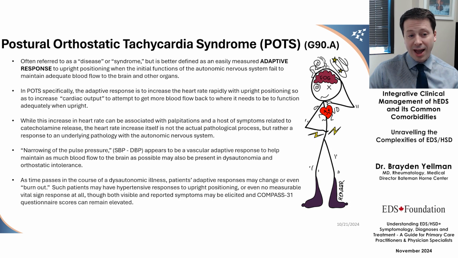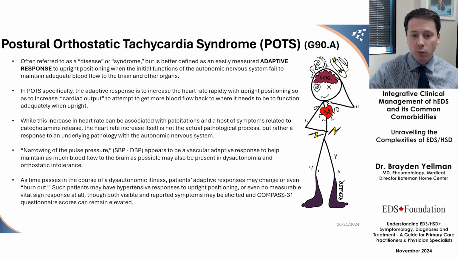And it's important to point out that if somebody's NASA Lean test changes over time or is not positive, I would still look back at the orthostatic intolerance questionnaires. I would still look back at hours of upright activity, because as time passes in the course of a dysautonomic illness, patients' adaptive responses may change, and sometimes they even burn out. So such patients may have hypertensive responses to upright positioning. They may even have no measurable vital sign response at all, though when you're watching them on a NASA Lean, you can see the cyanosis in their extremities. They get numb, they get nauseated, they get weak. Afterwards, they can't think or focus great. So looking at those orthostatic intolerance questionnaires and pairing that with what you see in the NASA Lean can also be really important.